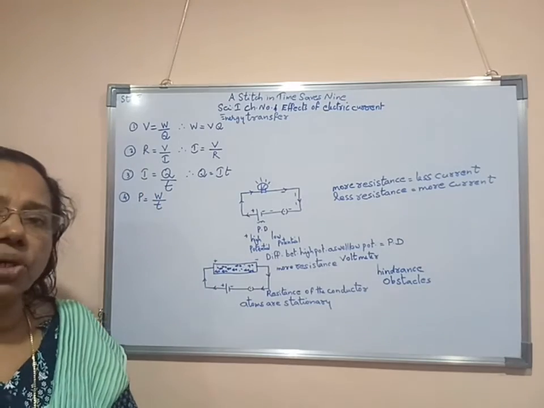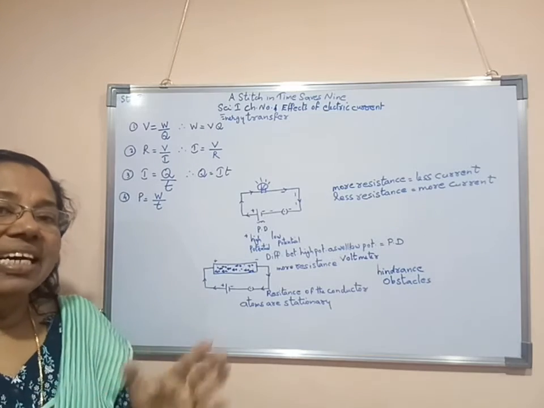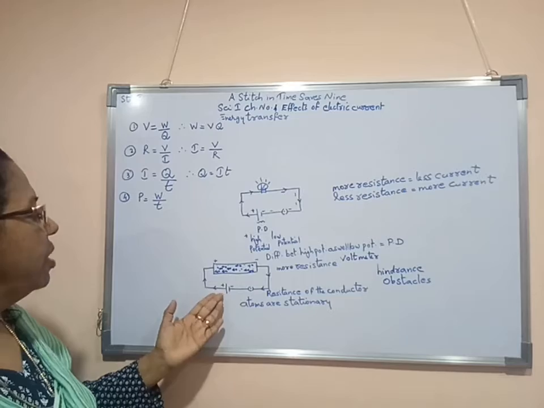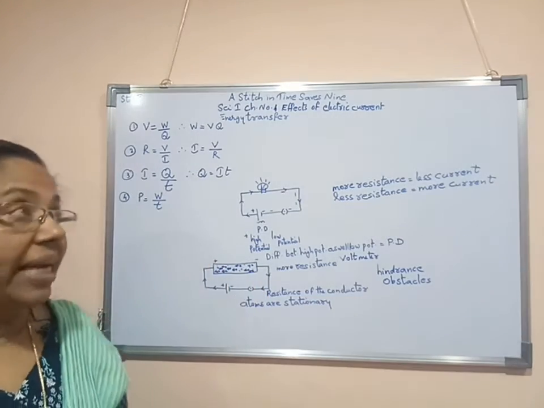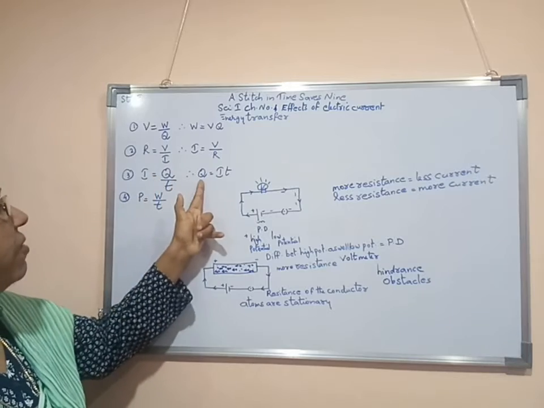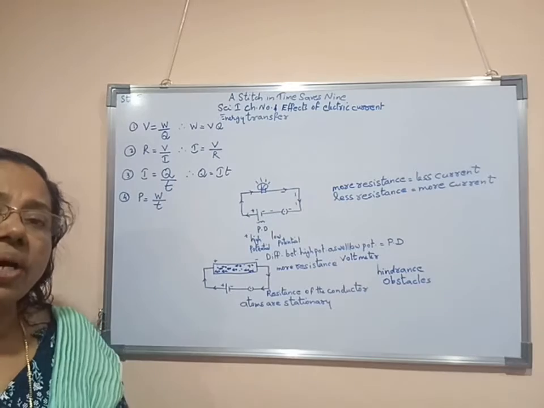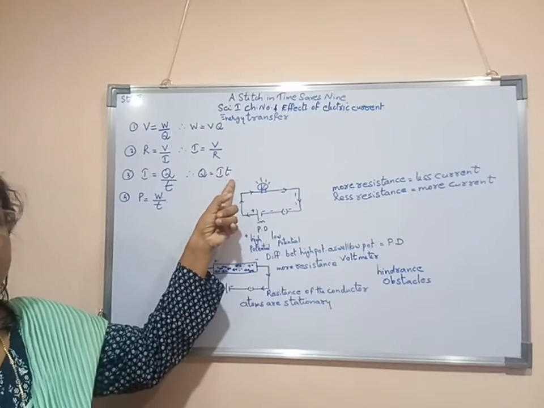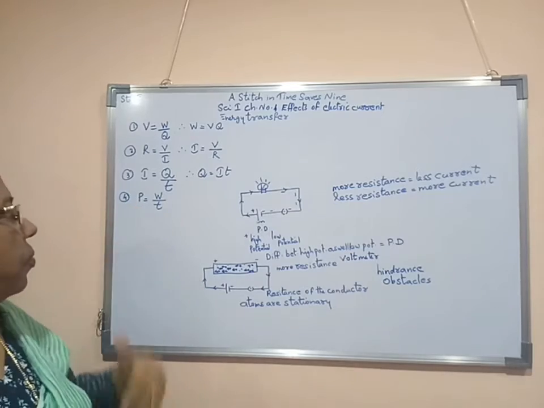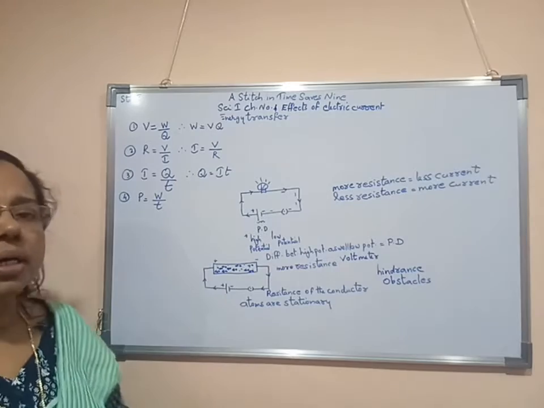I is equal to Q upon T. We can say Q means the amount of charge transferred or moved from one terminal to the other terminal within unit time. Now from this we can study one more equation, that is Q is equal to I into T. I means current, T means time.